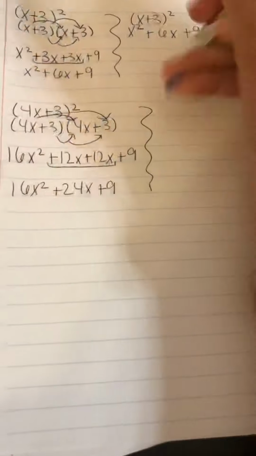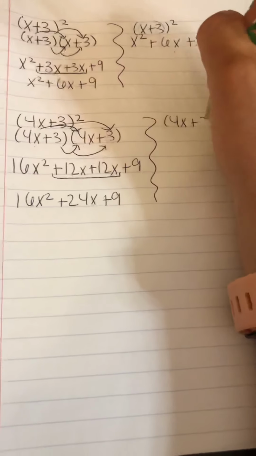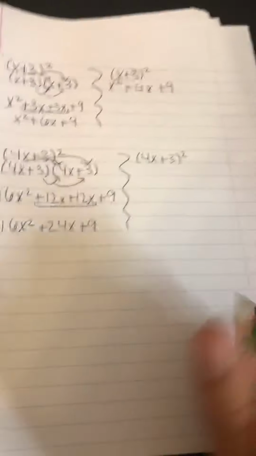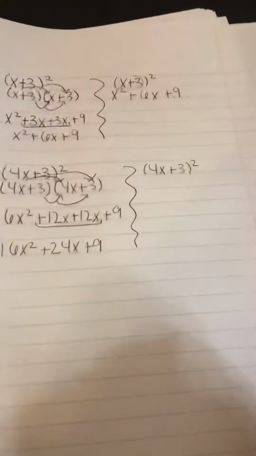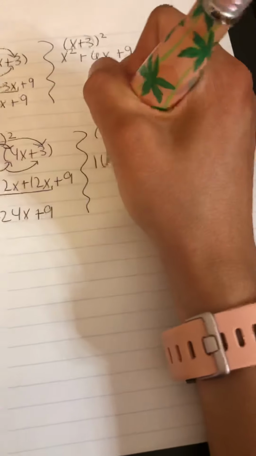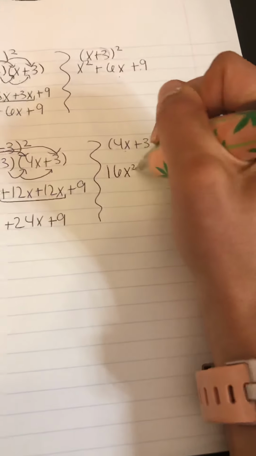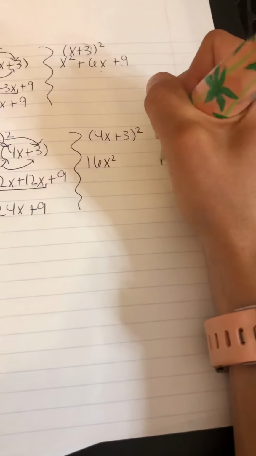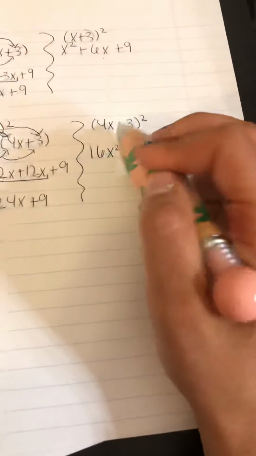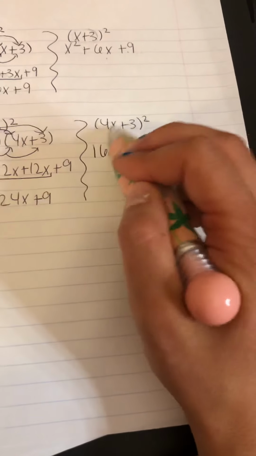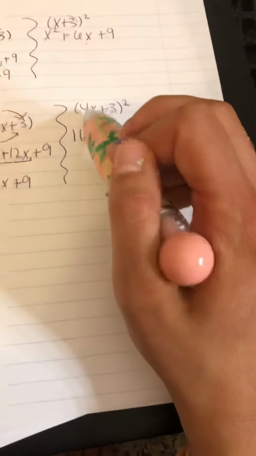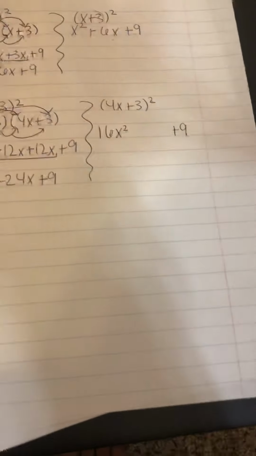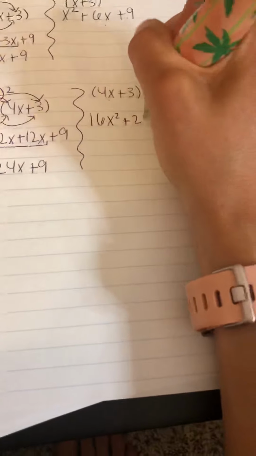Okay, so that's the long way, but if you want the short way, I'm going to rewrite the problem right here, (4x plus 3) squared. I'm going to square my first term. So 4 squared is 16, and x squared is x squared. I'm going to square my last term. 3 squared is 9. My middle term, remember, I'm going to multiply these two terms and then double it. So 4x times 3 is 12x. 12x doubled is 24x.